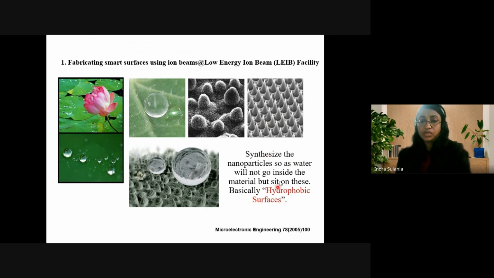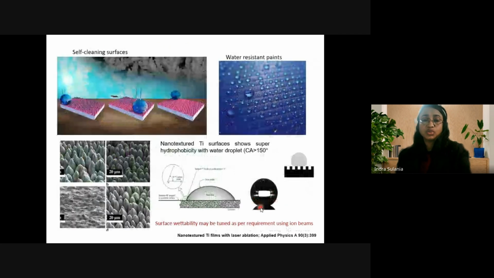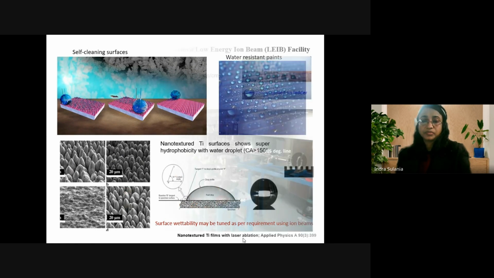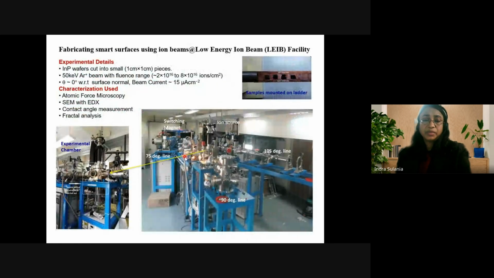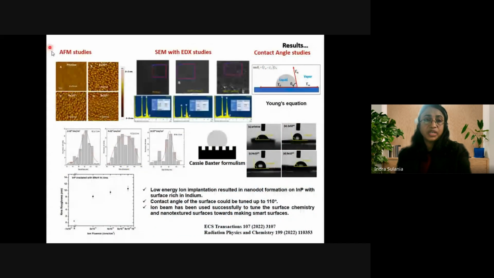After getting the idea from nature, we thought that such hydrophobic surfaces have a lot of applications, like in self-cleaning and in water-resistant paints. So we can fabricate these kinds of nanoparticles on any material using the ion beam, and tune the contact angle of any material. We performed one experiment in the low energy ion beam facility at the 90-degree beam line, and we irradiated indium phosphide. You can see this is a pristine film with no sign of dot formation.